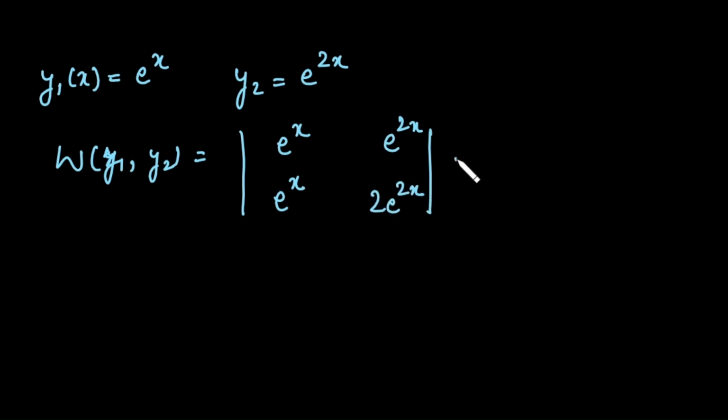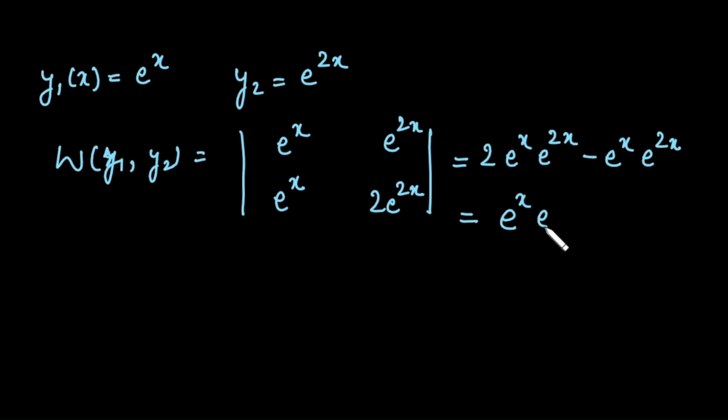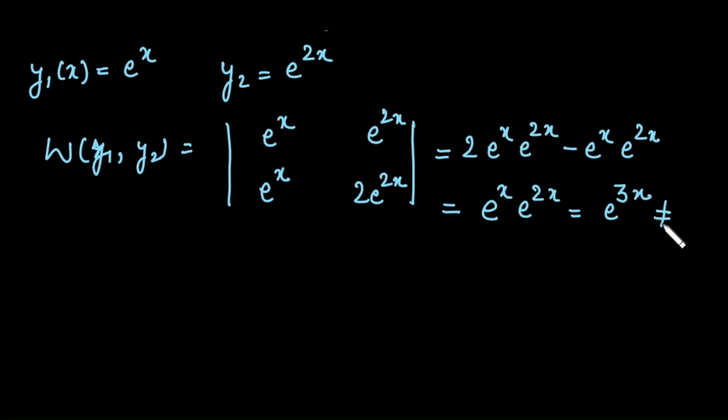Now take the determinant. That is equal to 2 into e raised to power x into e raised to power 2x, minus e raised to power x into e raised to power 2x. Simplify this, you will get e raised to power x into e raised to power 2x, that is equal to e raised to power 3x. And that is never equal to 0. So this implies the functions y1 and y2 are linearly independent.